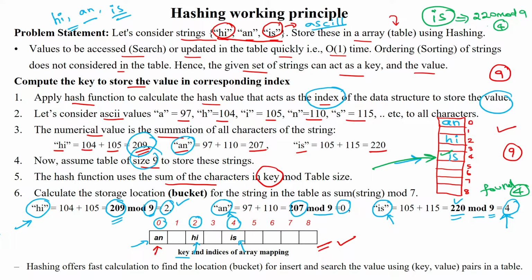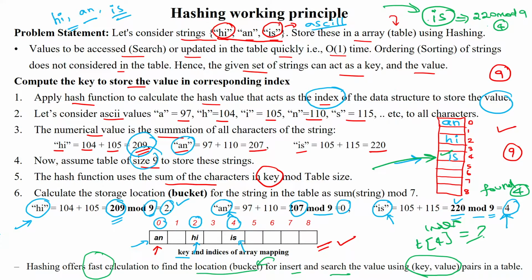Suppose if you want to update is, it is the same thing: you find the data, then you do the updating process. So if t is the table name, the t of index 4 will be updated, the calculated indexes will be updated, right? So this is the way to access that hash table in the order of one time. That will give you fast calculation to find the storage location for inserting or searching the value by using key-value pairs.